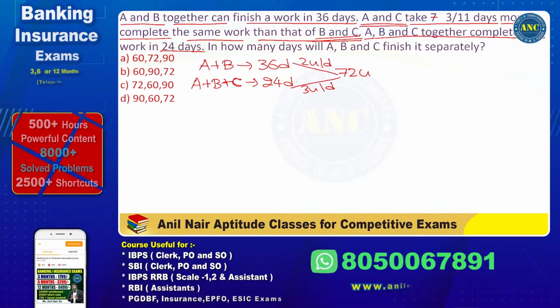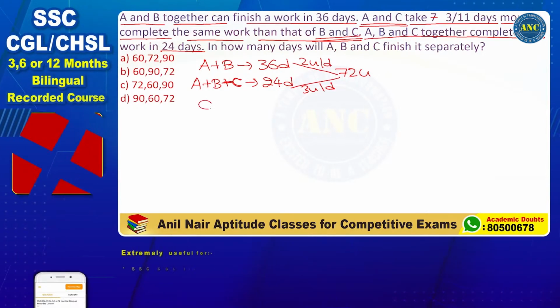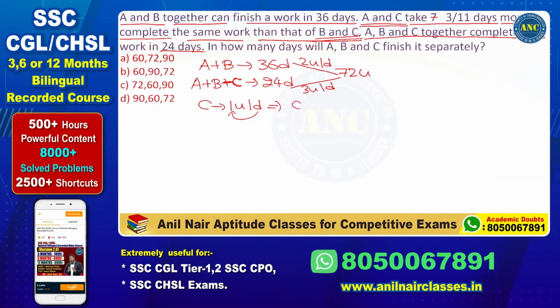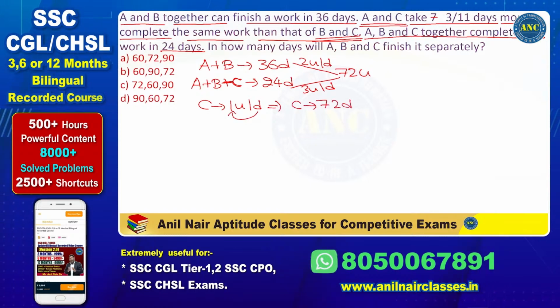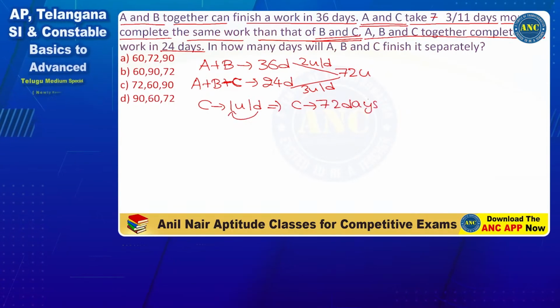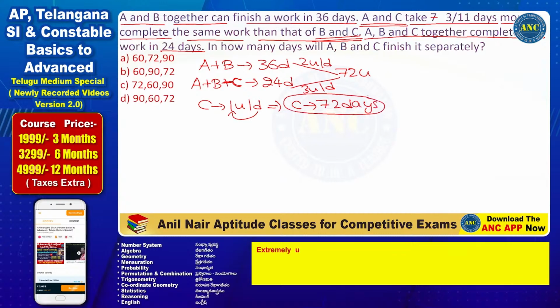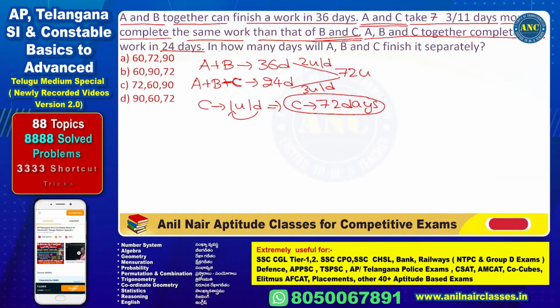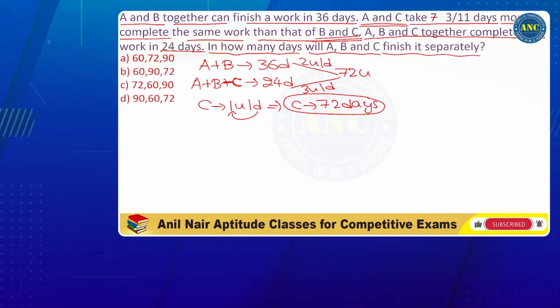So C will be 2 plus 1. So C will be 1 unit per day. In one day, 1 chocolate to complete 72 chocolates. So C will be how much? It is 72 days. I hope you came to know how C actually will be doing in 72 days. But the question is not asking you only for C alone. In how many days will A, B and C finish it separately?